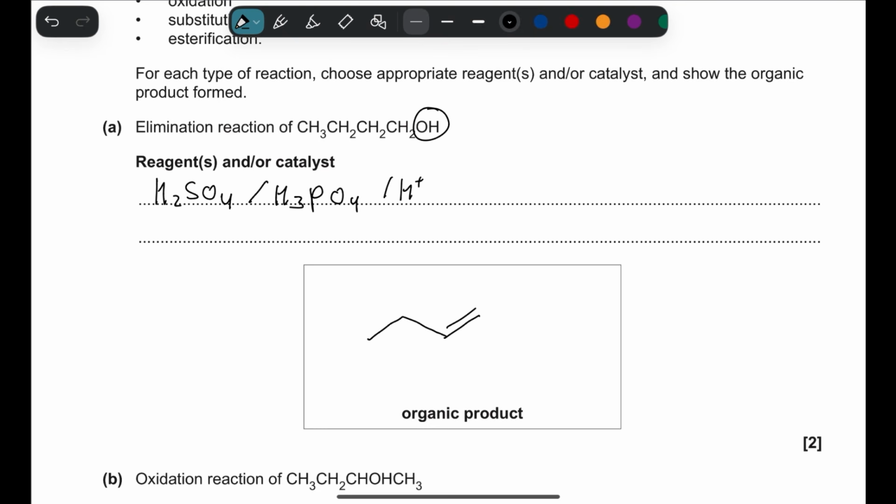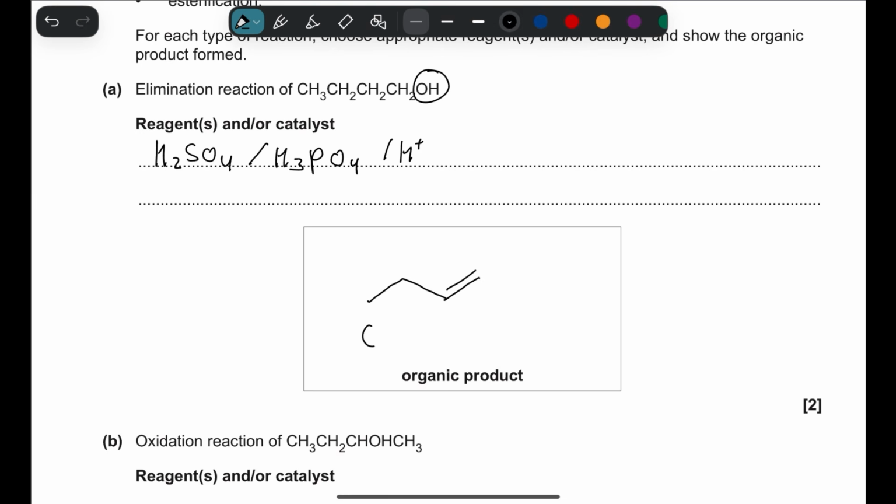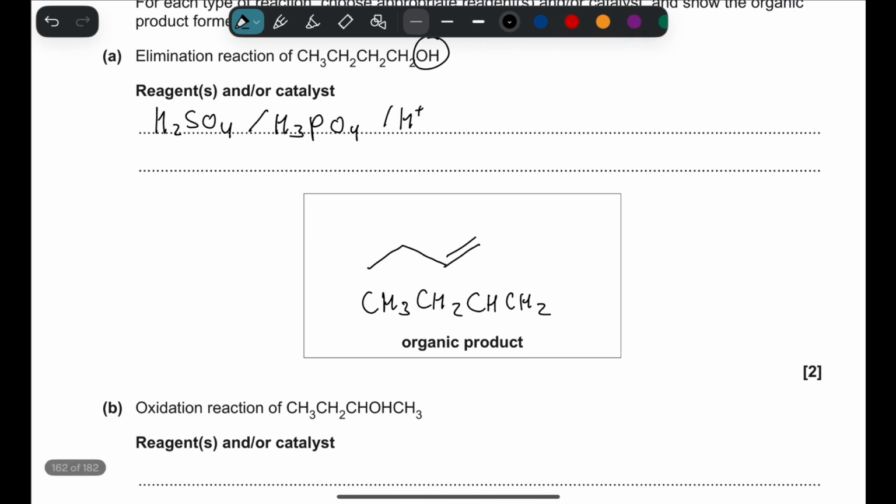If you want to draw it out in another way, do so. I can also do the structural formula just because I know a lot of people prefer that, or the displayed. But I just prefer skeletal. But that is what you're going to see. You're going to form an alkene.